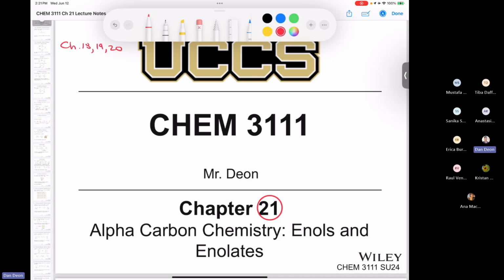Okay, so let's start by talking about alpha carbon. If you remember when we talked about alkyl halides, let's say you have something like this, a 1-bromopropane or something like that. We call this the alpha carbon, the carbon that is attached to the bromine.